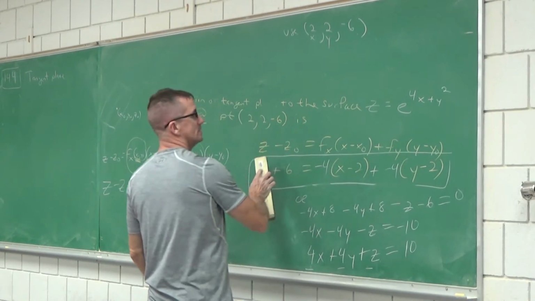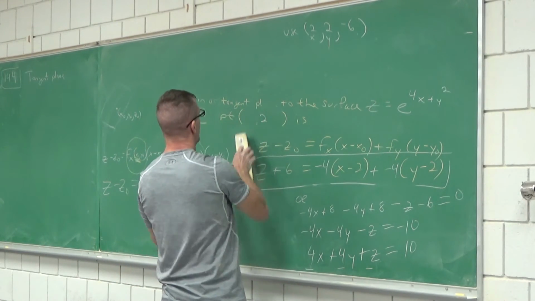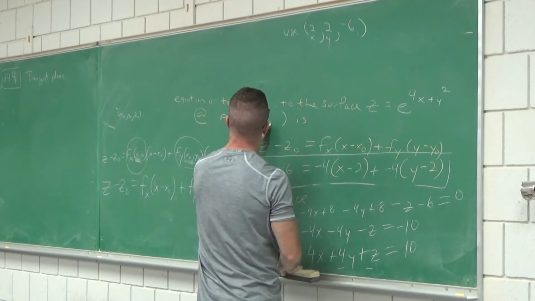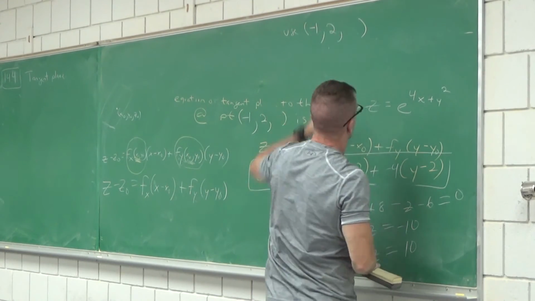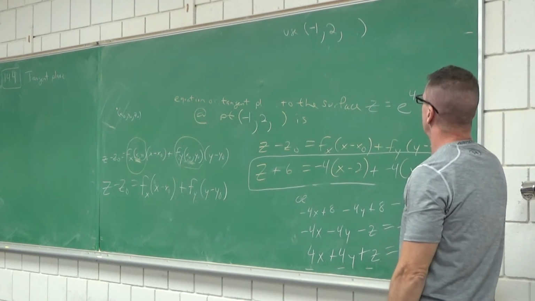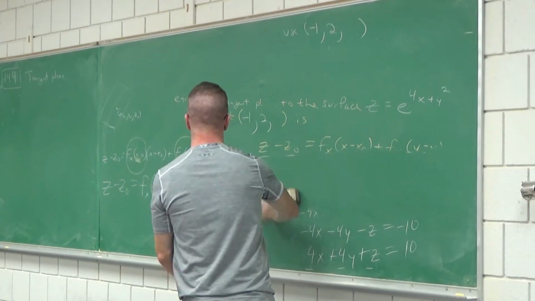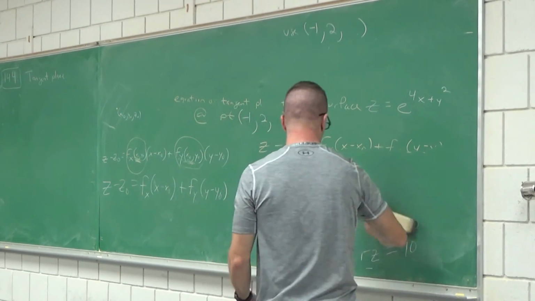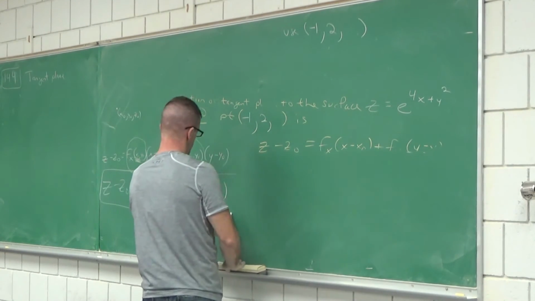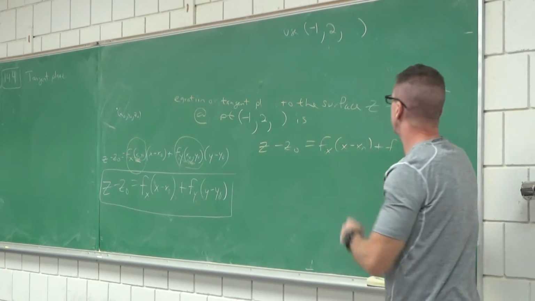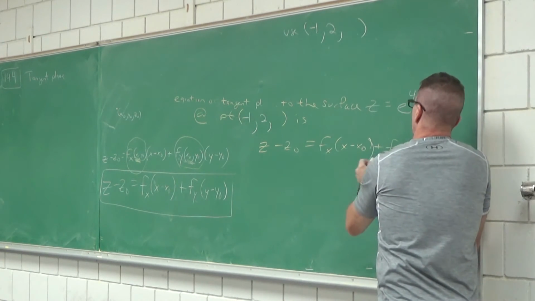The point? How about y is 2, but this time x is negative 1. I don't know what to use for z though. Get this out of the way. That's the equation. So you have to plug those points in, right? Anybody know what that z value would have to be?